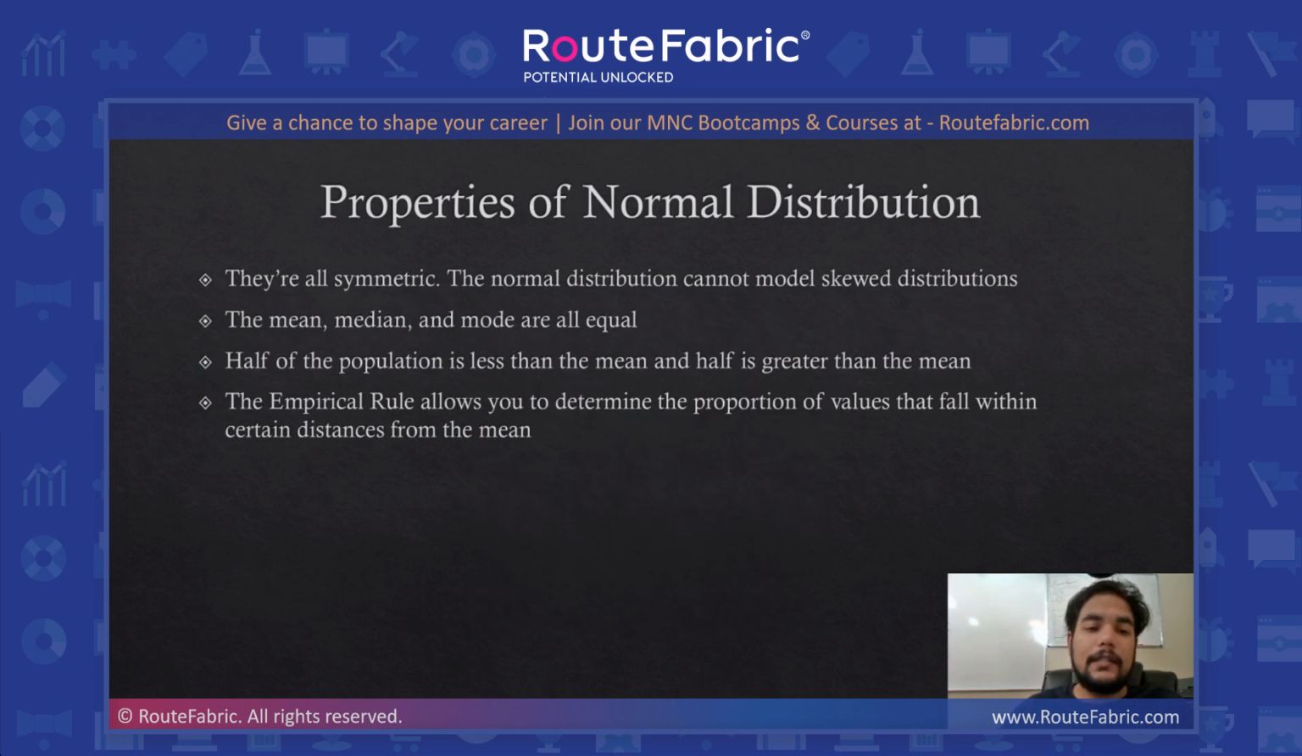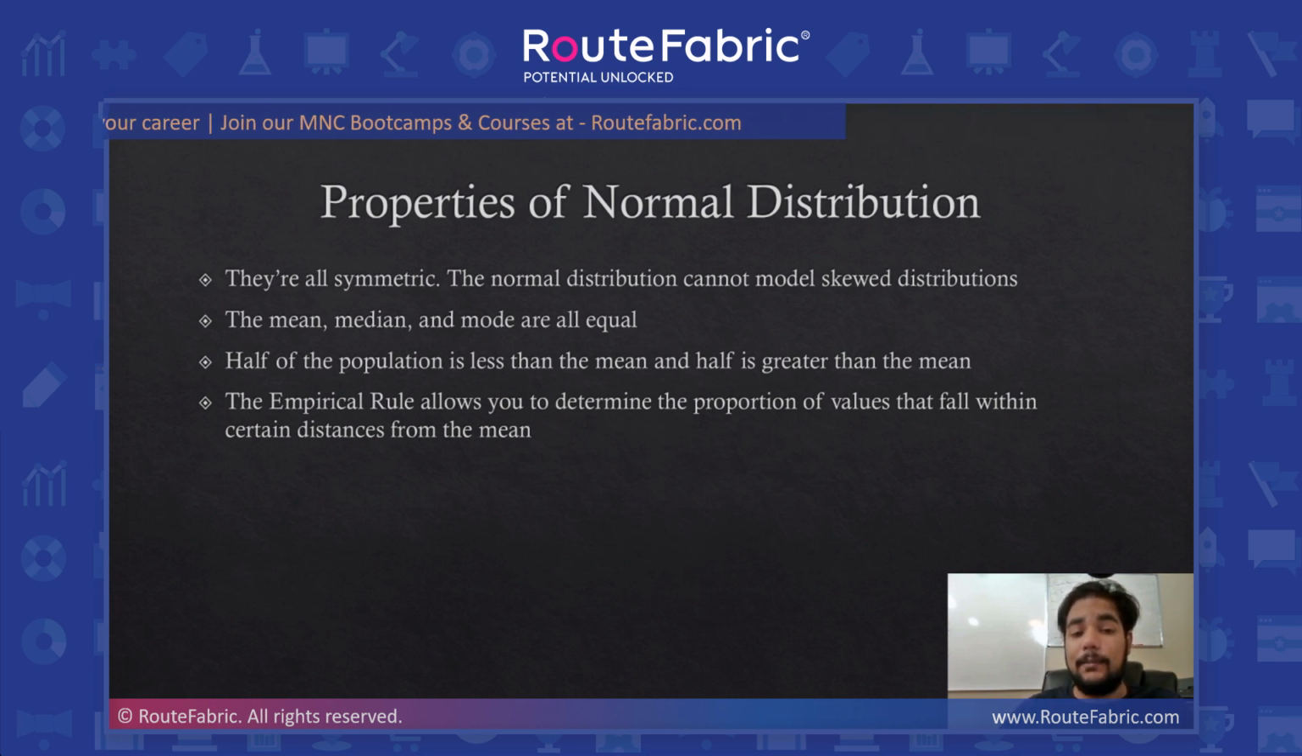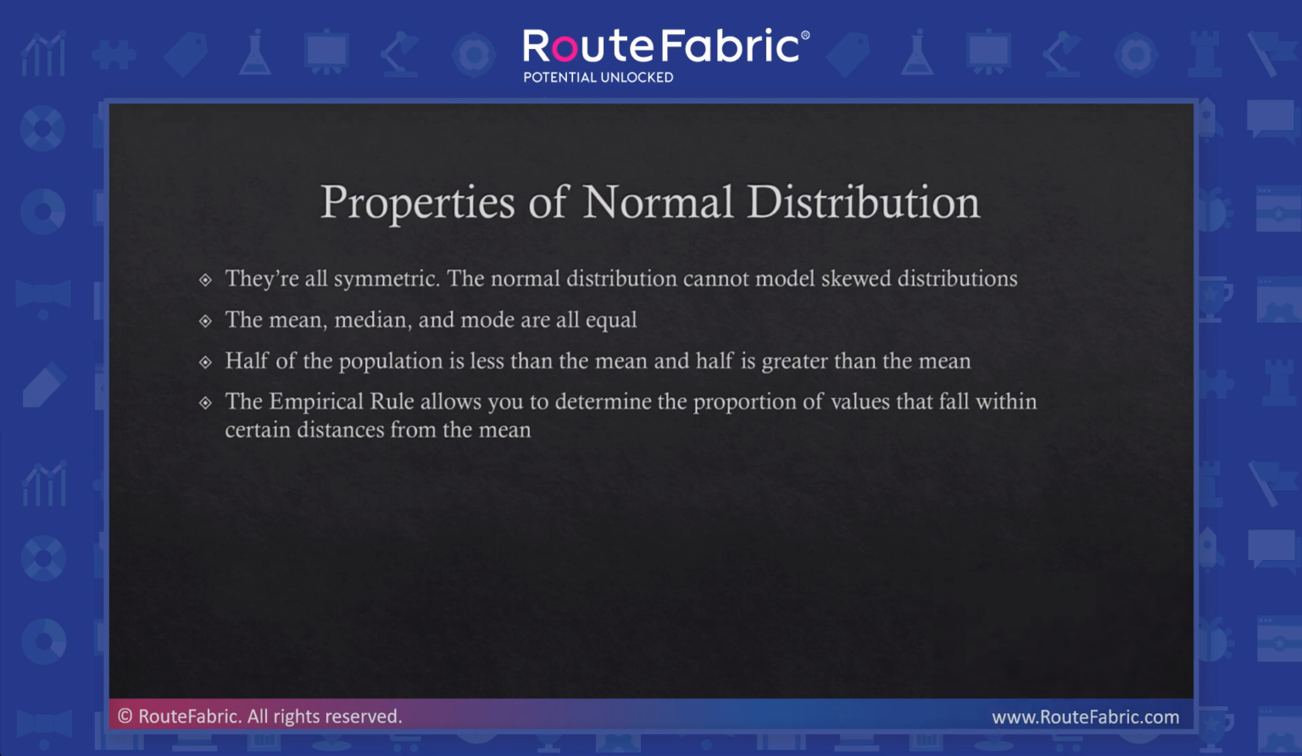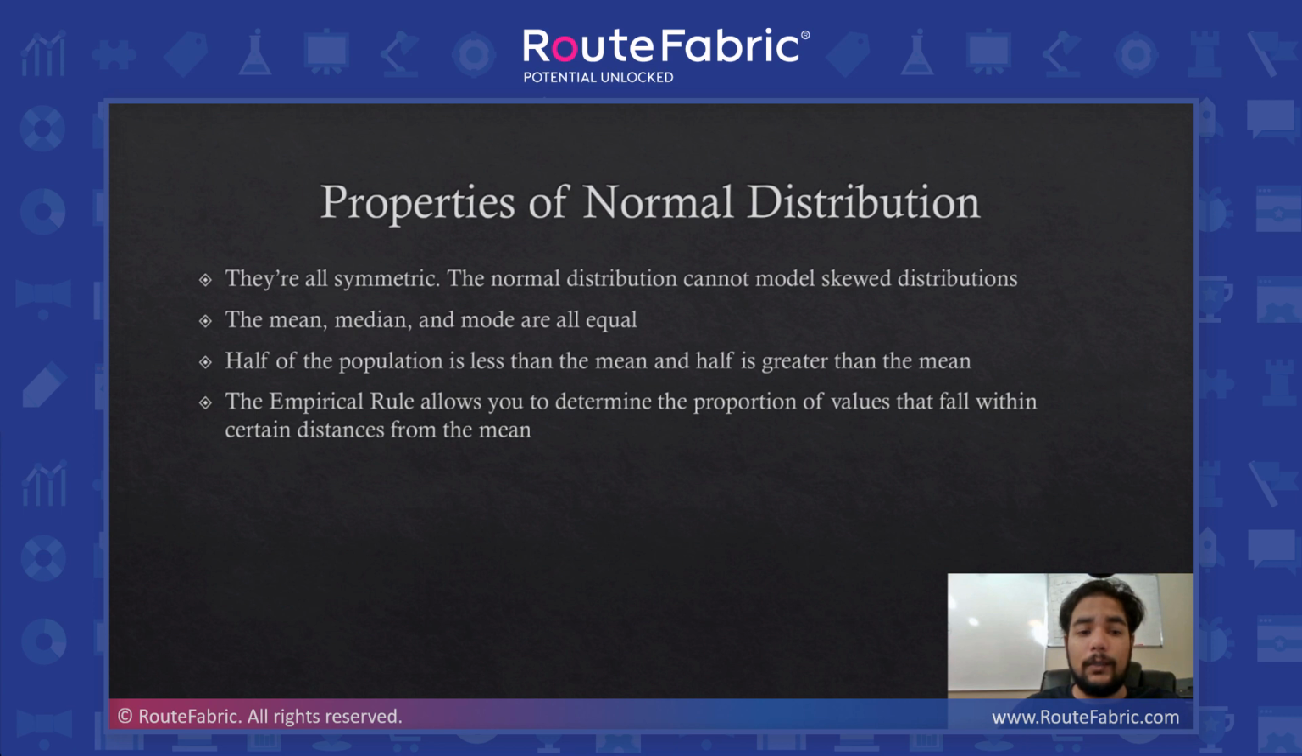Now let us look at some of the properties of normal distribution. Normal distributions are symmetric. If it's not symmetric, it's not a normal distribution. In a normal distribution, the mean, median, and mode are all equal. Half of the population is always less than the mean and half is greater than the mean, because the mean is the center of the normal distribution.